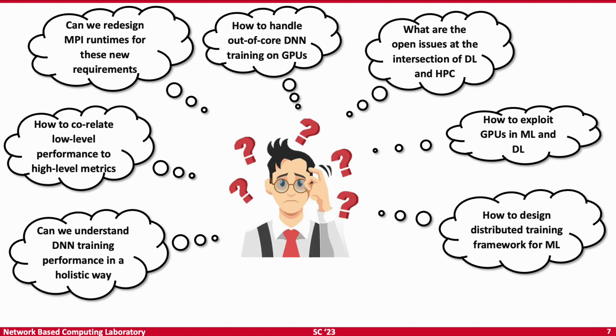So in this context, you might be asking yourself many of these questions: can we understand the DNN training performance in a holistic manner? If I run it on multiple GPUs, how do I know how much time it will take for my training as well as for inference? How can I correlate the low-level performance to high-level metrics? Can we utilize the existing HPC systems and the MPI runtimes, or if not, what additional changes do we need to make? And if the model and data are not fitting into a single GPU, how can I handle out-of-core DNNs? What are the open issues at the intersection of DL and HPC? And especially the modern GPUs from NVIDIA, AMD, and Intel, how do we exploit these GPUs for machine learning and deep learning, especially with respect to distributed training and inferencing?